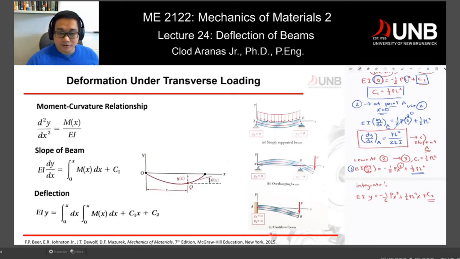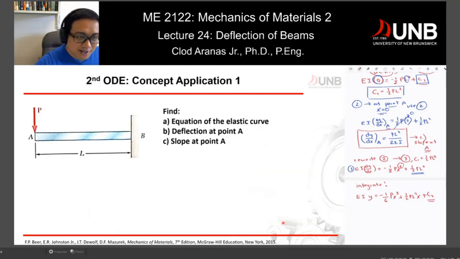Now I have the second boundary condition for my cantilever beam, and I can say that my deflection at point A is equal to 0. In our case, it's not point A, it's point B. So the deflection at point B is equal to 0. So at point B, which is your boundary condition, I'll call it BC, boundary condition number 2. So I have the boundary condition right there.